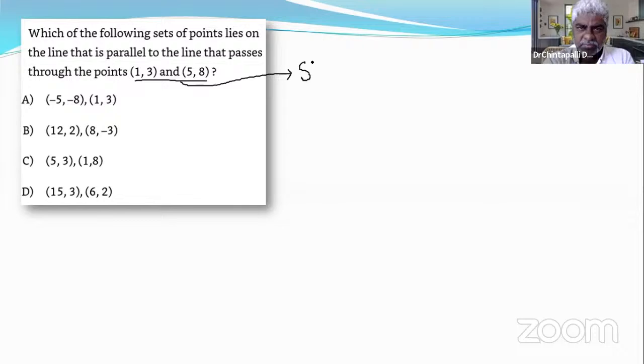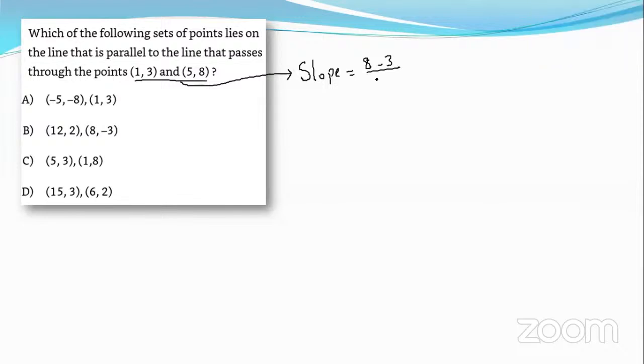Slope is equal to 8 minus 3, same slope, 5 by 4, right?